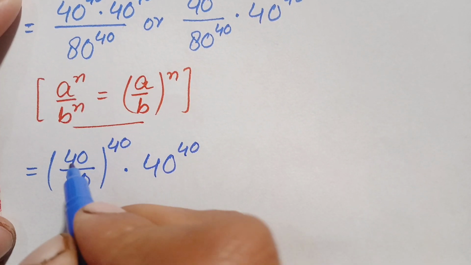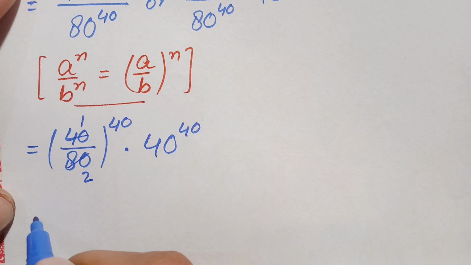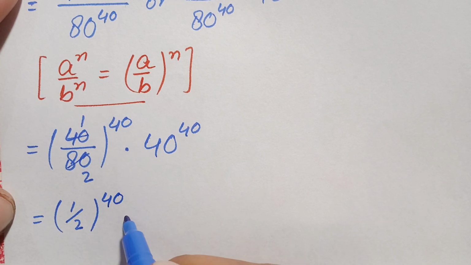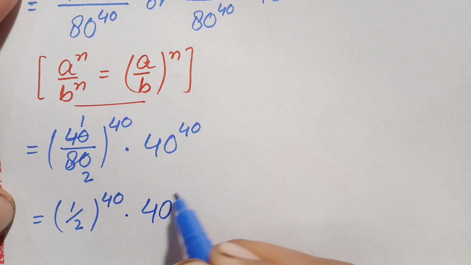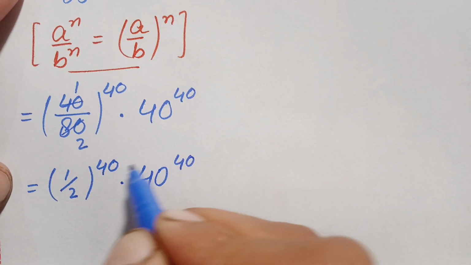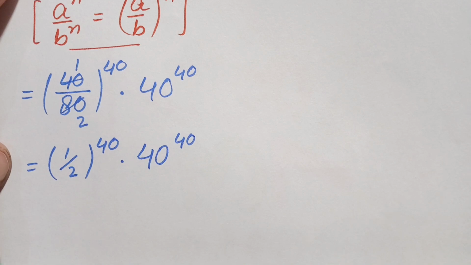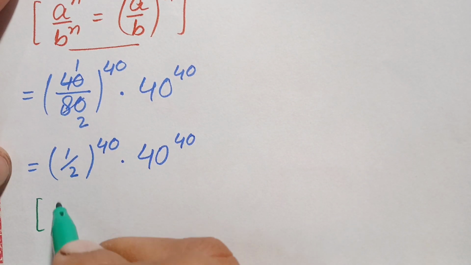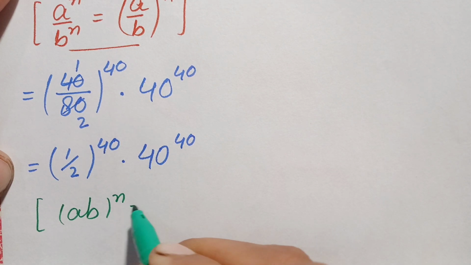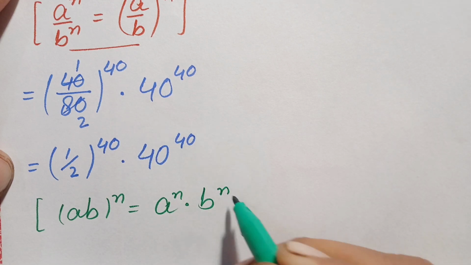And we will simplify these two numbers. 40 times 1 is 40, 40 times 2 is 80. So this will become 1 by 2. So 1 by 2 whole raised to power 40 times 40 raised to power 40. Now my dears, look into both the numbers. Both have the same power. So here we will use the same power exponential identity: a times b whole raised to power n, which can also be written as a raised to power n times b raised to power n.